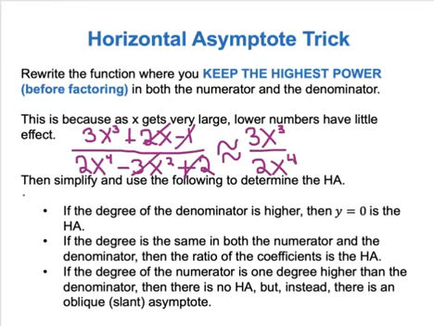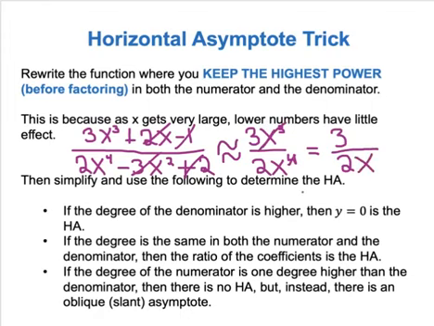Then we're told to simplify and use the following to determine the horizontal asymptote. So we're going to simplify it. If we simplify this, we get 3 over 2. Now we have x cubed over x to the fourth. We're going to cancel out the x cubed, and we're left with just 1x on the bottom. So that'll be 3 over 2x. So we just simplified it.